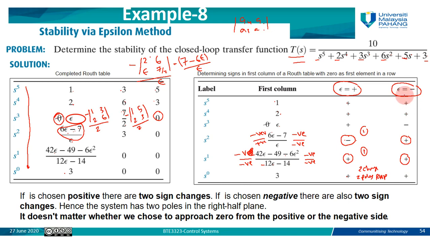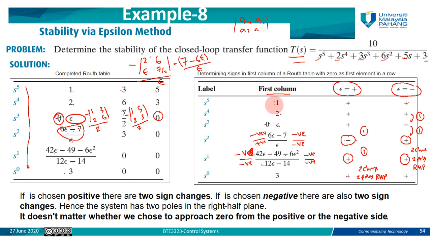Now we check the second case. How many changes do we have? Positive to positive, no change. Positive to negative, one change. Negative to positive, another change. Positive, positive, positive, no change. So we have two changes, which means two poles on the right half plane. So our system is unstable because we have two roots on the right side of the S plane. Okay, so see here how we solve the issue of 0 in the first column.